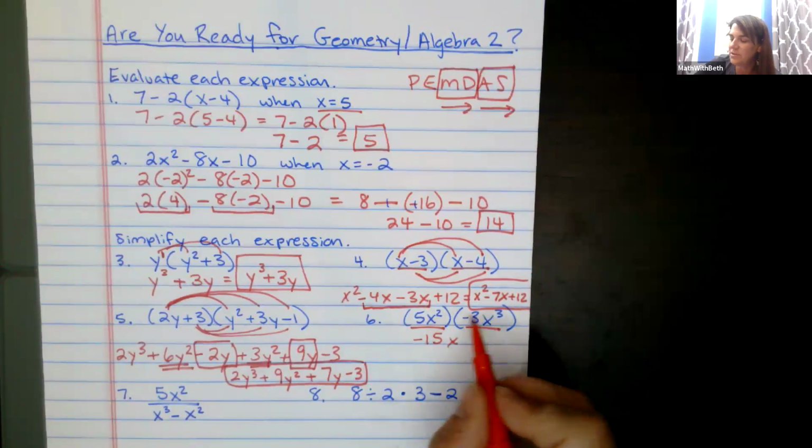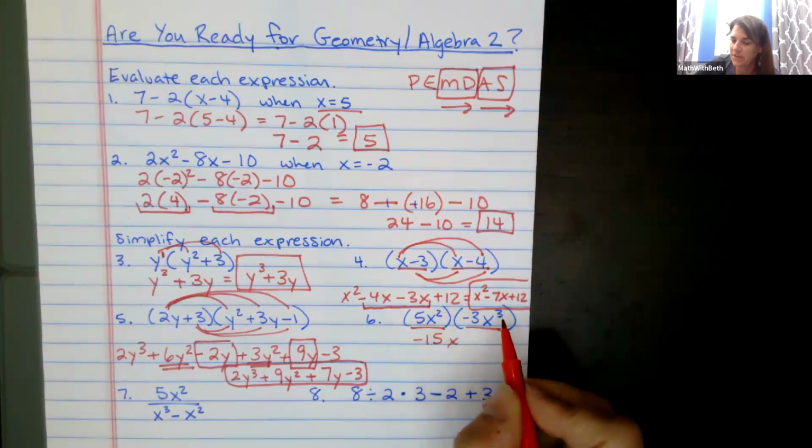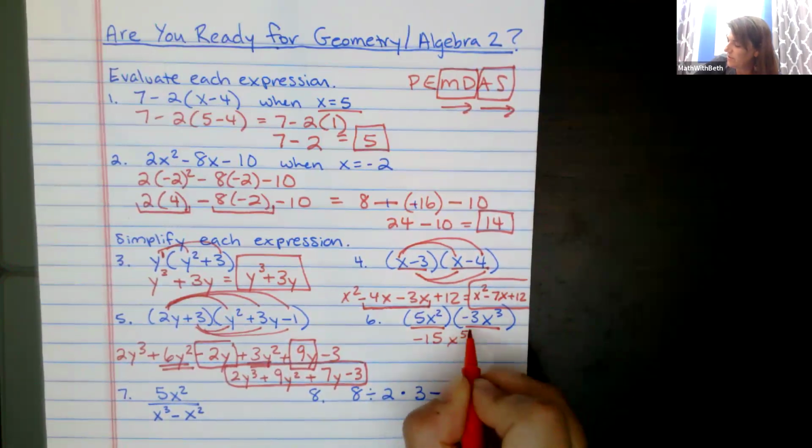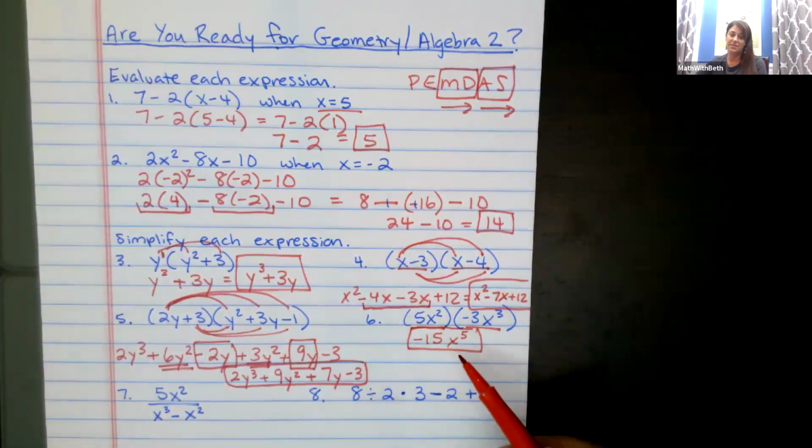And remember, when you multiply exponents, you really add them. So x to the second times x to the third is x to the fifth. So that one is definitely different than 4 and 5. So make sure you see the difference.